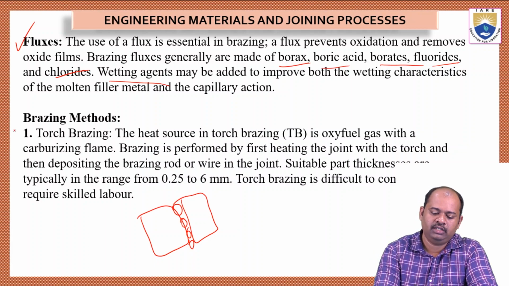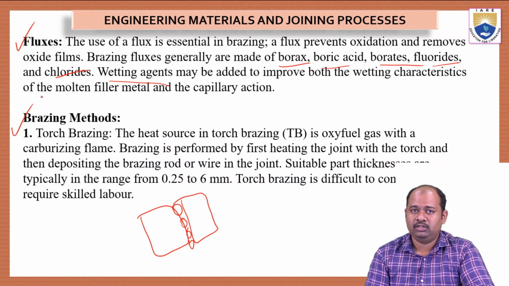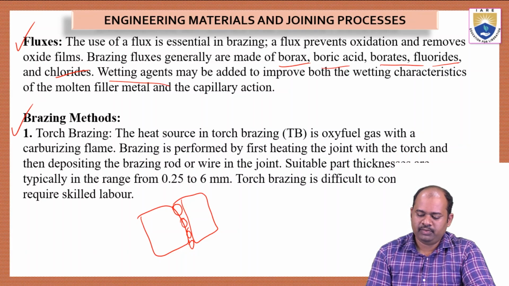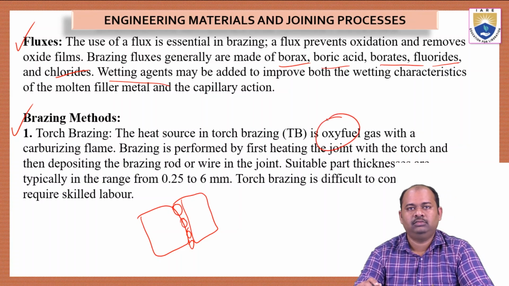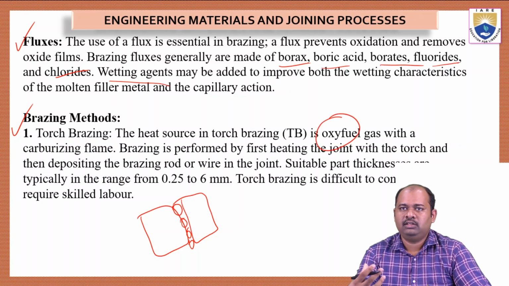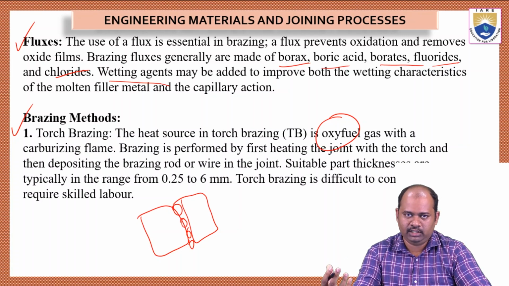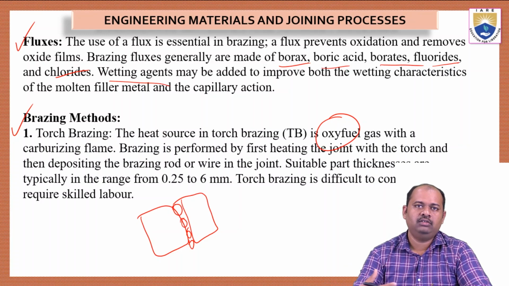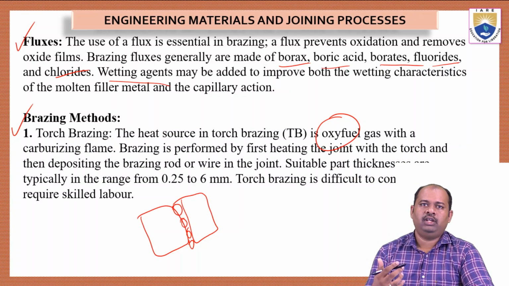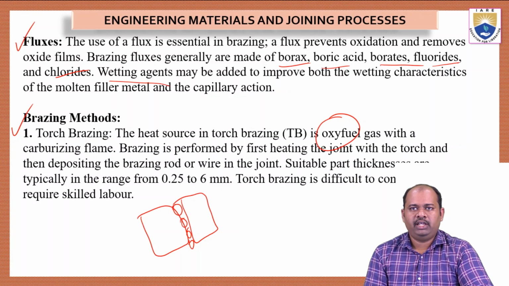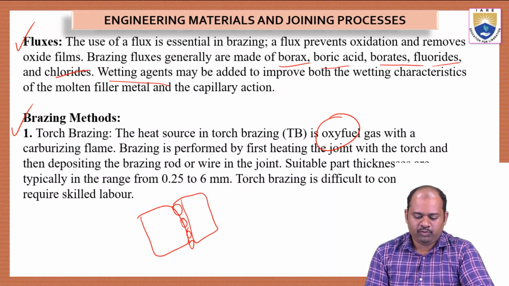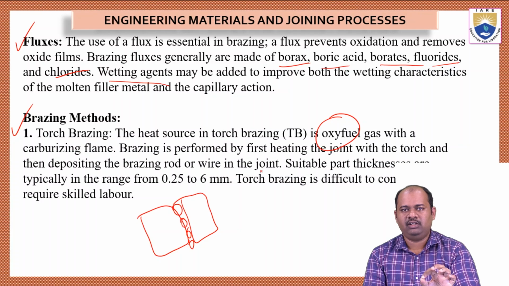Now we'll see what the different brazing methods are. The first one is torch brazing. The heat source in torch brazing is oxy-fuel gas. We will use oxygen combined with some other gas like acetylene. The combination will give the heat required for the brazing technique. Brazing is performed by heating the joint with the torch and then depositing the brazing rod or wire in the joint. Okay, we'll simply heat the filler metal with the heat coming out of the oxy-fuel torch, and we will make a joint.